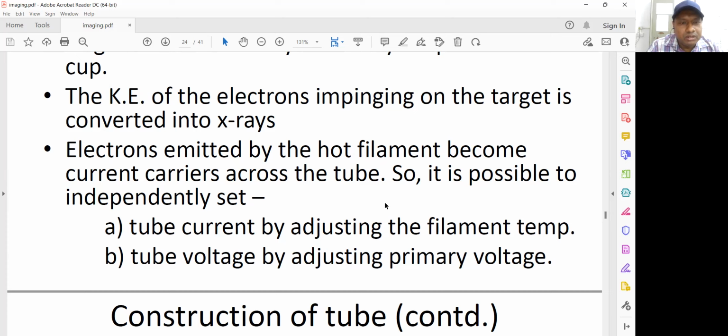So it is possible to independently set the tube current by adjusting the filament temperature and the tube voltage. Obviously, as current flows from one end to the other, there must be a voltage difference, otherwise no current would flow. So the tube current can be controlled by the tube voltage, by adjusting the primary voltage only. Okay, so today's class is up to this. Thank you very much.